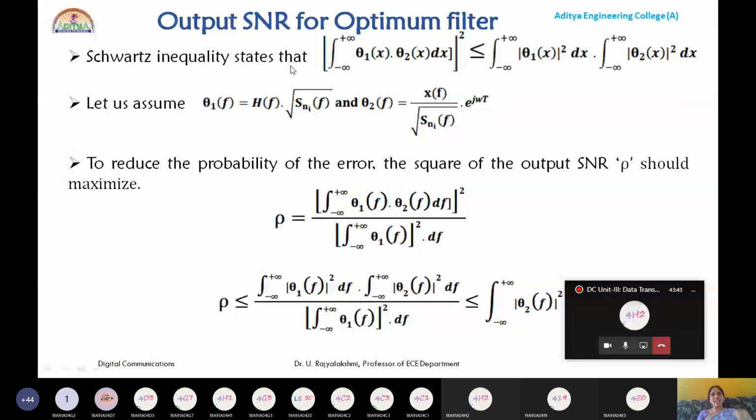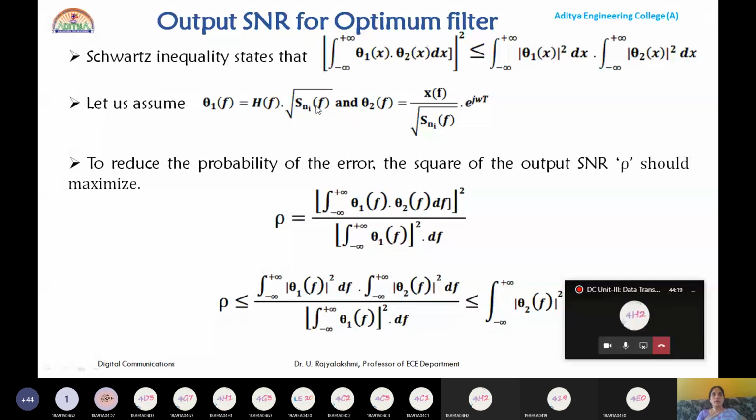Once again I have written the Schwarz inequality here, so that it is not difficult to go back to the earlier slide. Integral from minus infinity to plus infinity of theta 1 of x into theta 2 of x dx whole square is always less than or equal to the product of the individual integration squares. We already assumed these conditions: theta 1 of f is H of f into root Sni of f df.